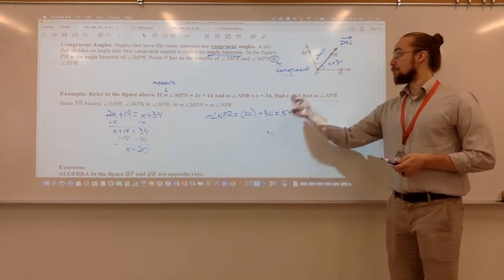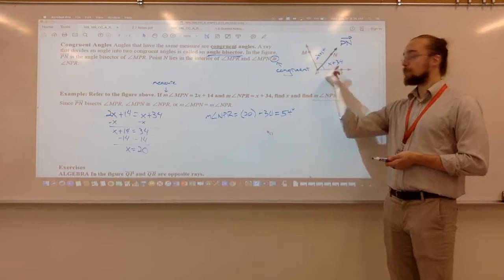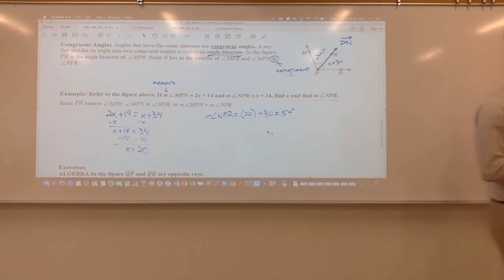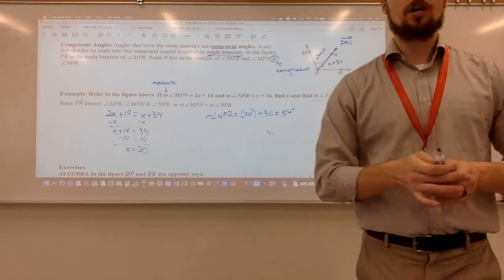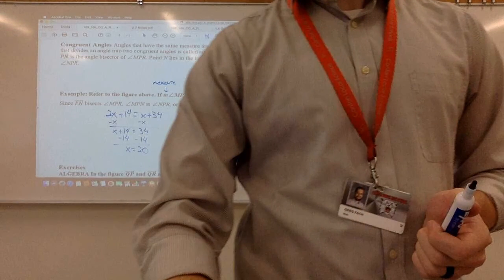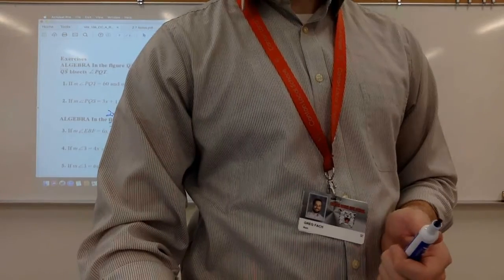Right? Is if we get our answer and we plug it into both sides here, we should get the same answer. All right? Questions? Okay, so the big idea is an angle bisector cuts an angle exactly in half. So we can say those two halves would be equal.